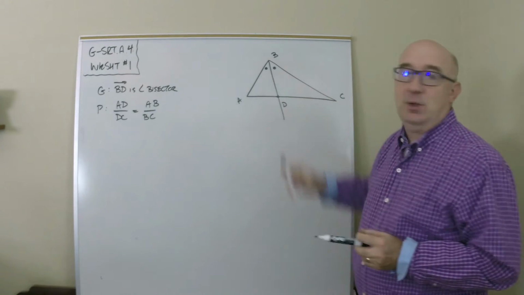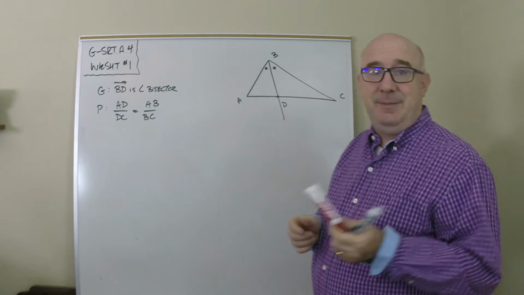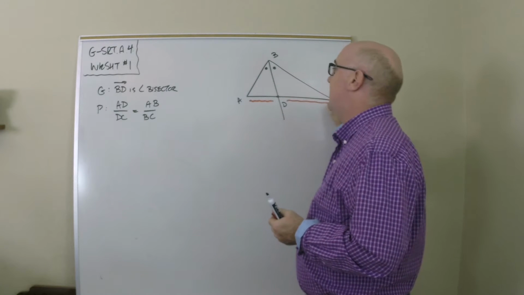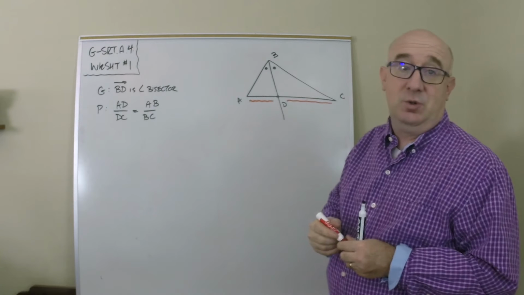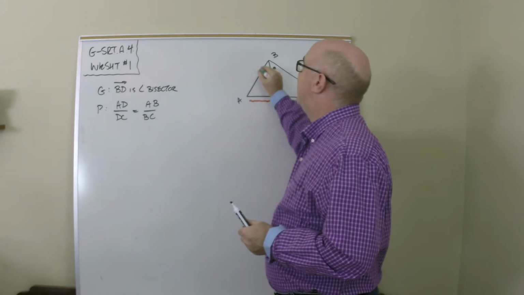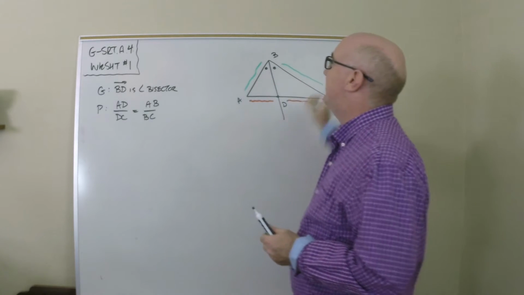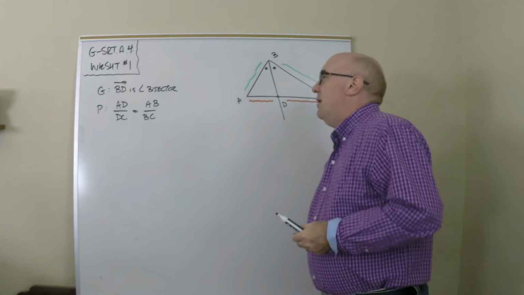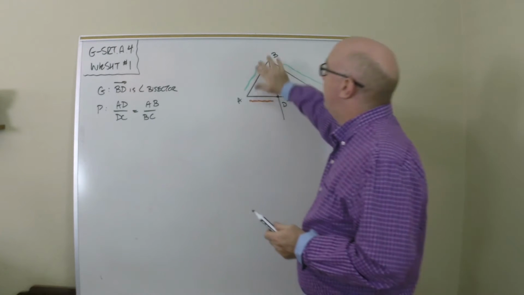This line is an angle bisector, and the claim is that we should be able to prove that the ratio of AD to DC, the proportion between those two, should give us the same as the ratio of those two. Quite unique, actually. But how do we do this?